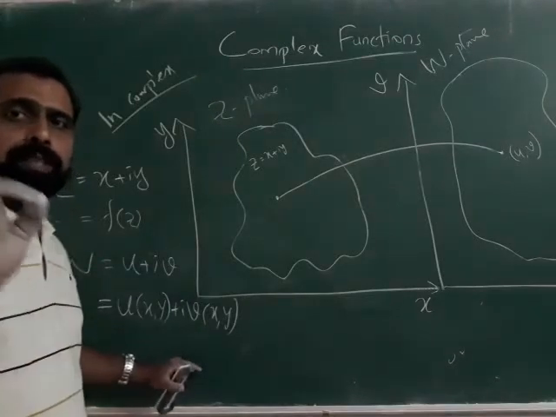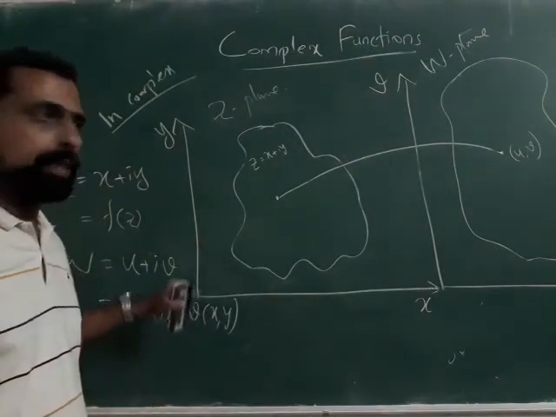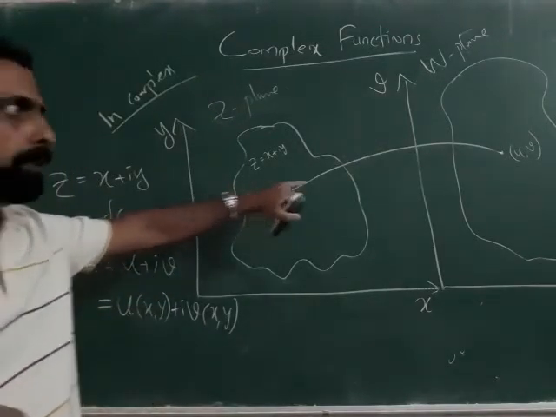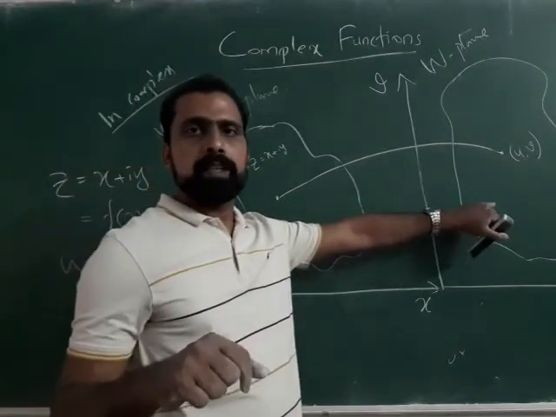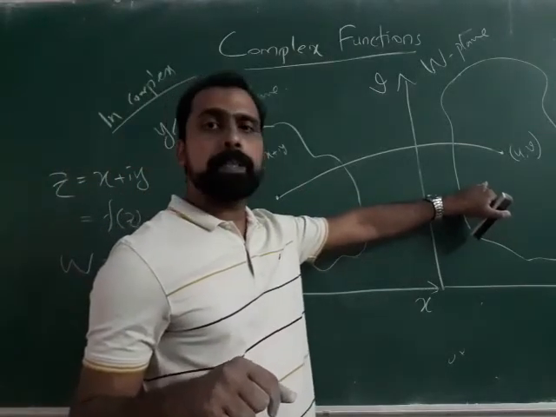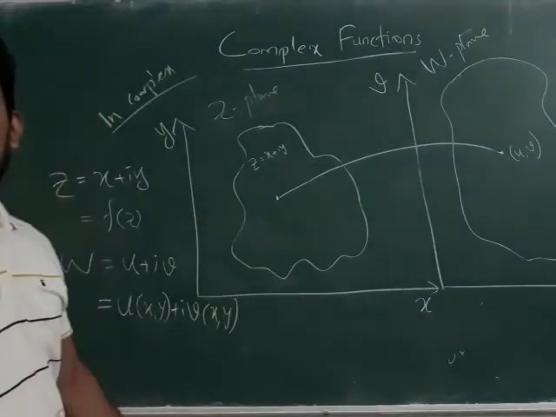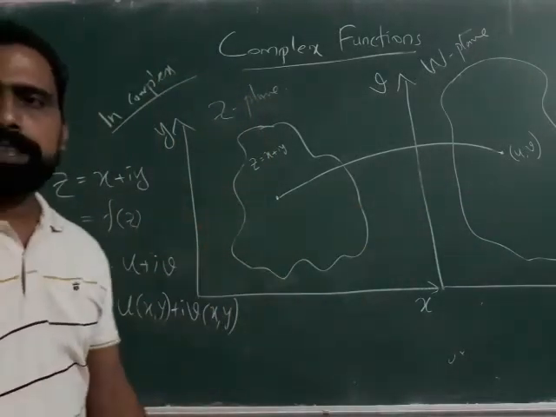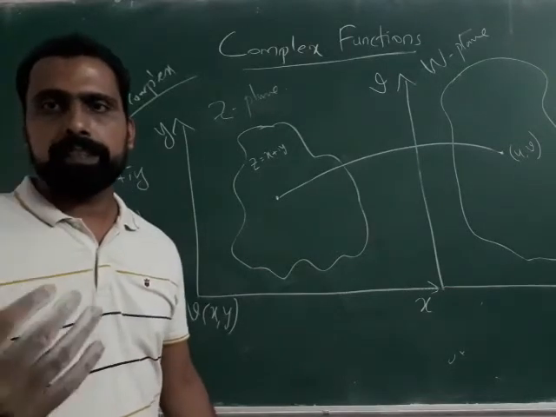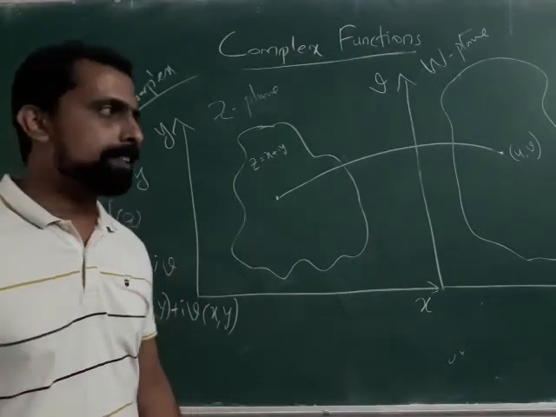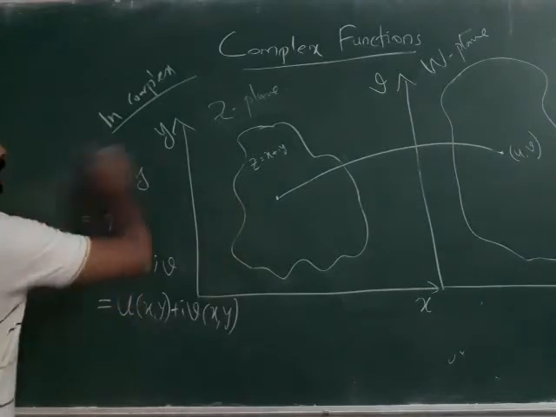So for each x comma y value on this z plane, you have a corresponding w on the w plane. Okay, so this is the way it is. We will take a few examples and you will understand it in a more correct way.